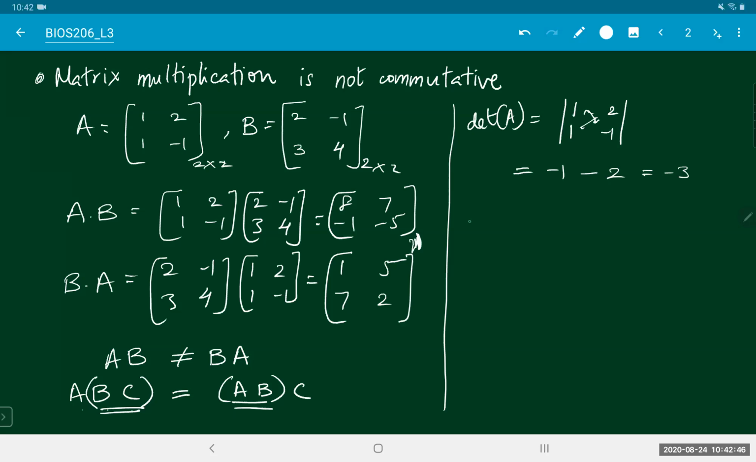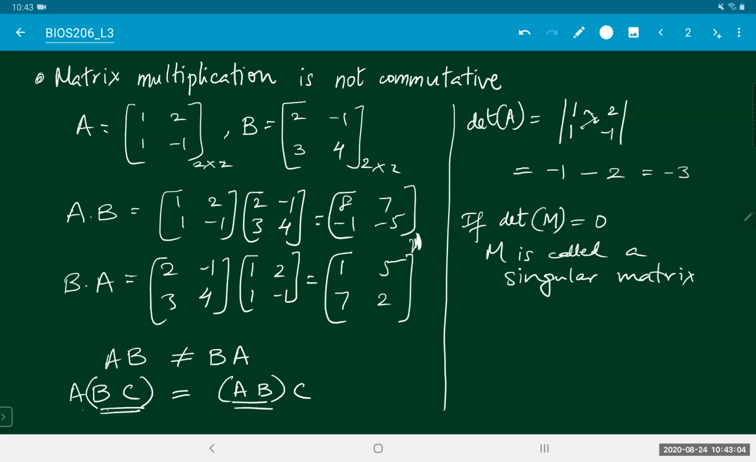So if you have a matrix whose determinant is 0, suppose the matrix is called M and its determinant is 0, then M is called a singular matrix. And if the determinant is not 0, then it is a non-singular matrix. And we will see why singular and non-singular is important in a minute.